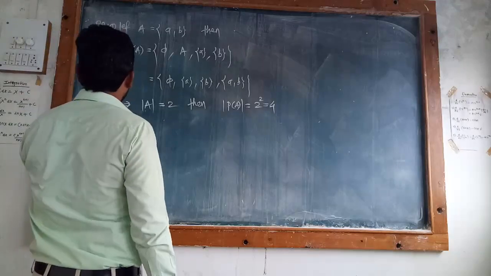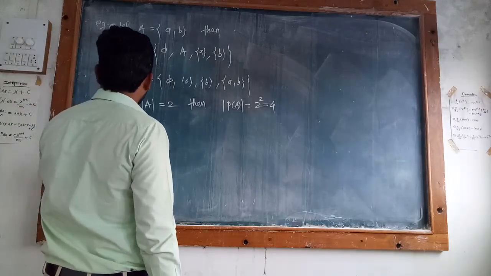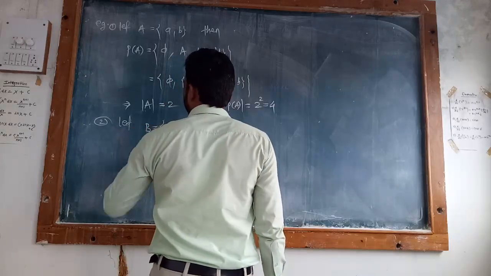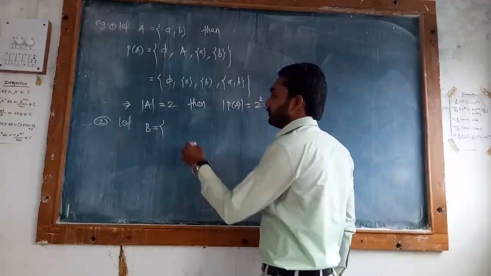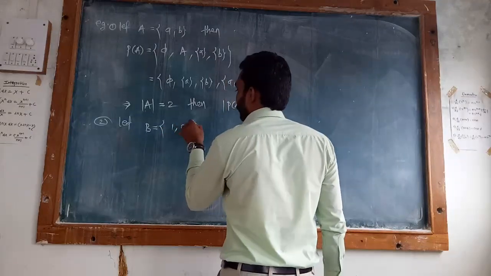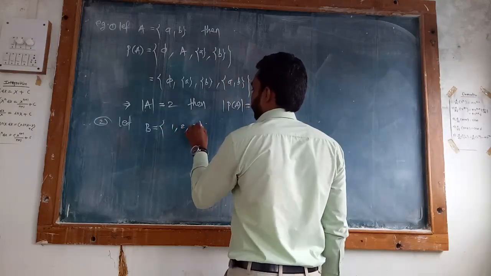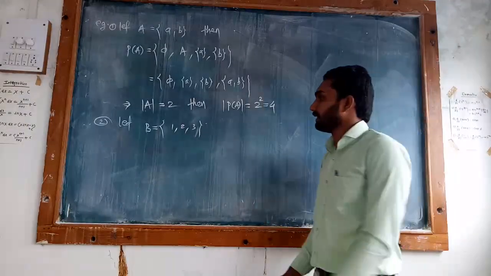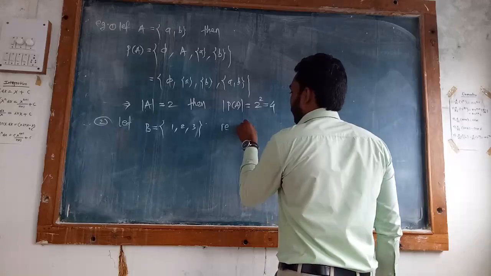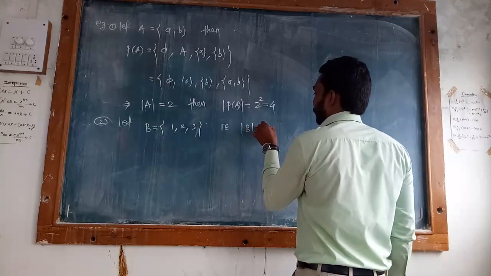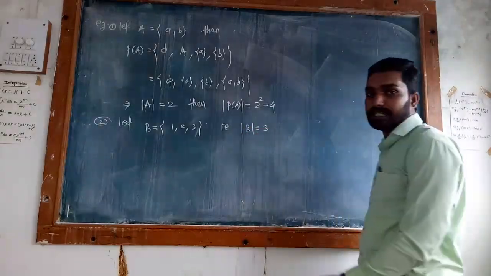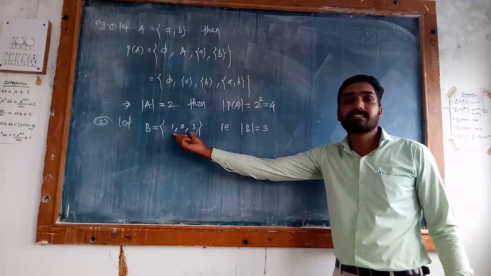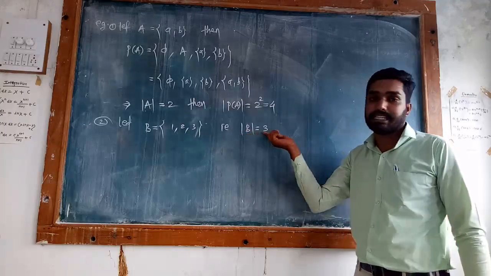This is the first example, and now the second example. Let B equal to 1, 2, 3. Set B contains 1, 2, 3. That is 3 elements. That is the cardinality of B. What is the cardinality of B? That is 3, the number of elements in the set. So the cardinality of B is 3.